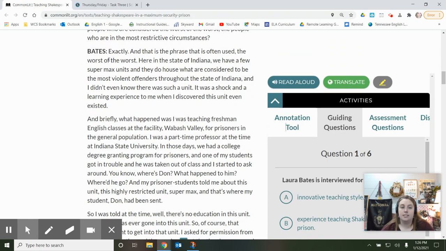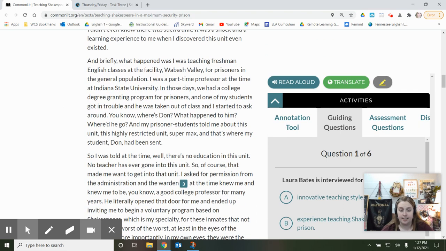All right, so Bates, who's the professor, says, exactly. And that is the phrase that is most often used, the worst of the worst. Here in the state of Indiana, we have a few supermax units, and they do house what are considered to be the most violent offenders throughout the state of Indiana. And I didn't even know there was such a unit. It was a shock and a learning experience to me when I discovered this unit even existed.